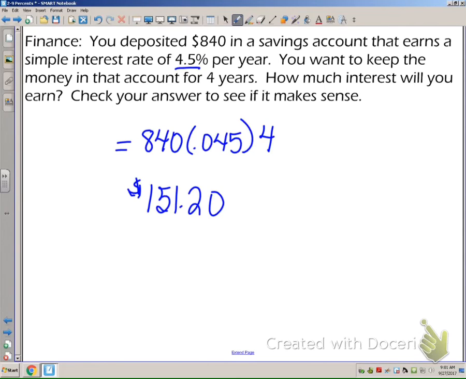Does that make any sense in terms of this problem? Is that reasonable? If you're depositing $840 and earning 4.5% per year, does it make sense that in 4 years you would earn that amount of money? And the answer is yes. That makes pretty good sense.